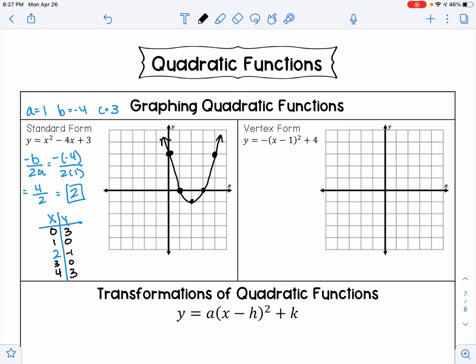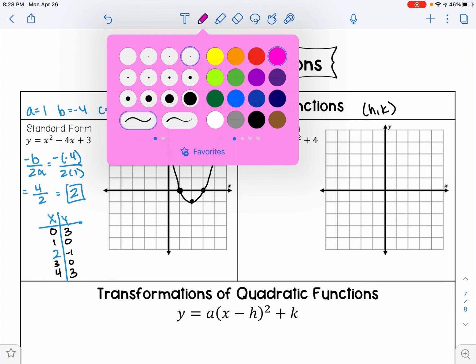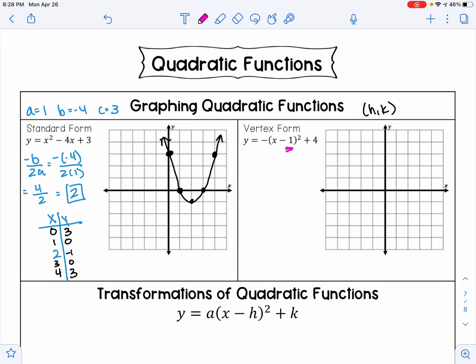This second equation is written in vertex form. And remember, vertex form gives you the vertex. Your vertex is always (h, k). You want to change the sign of h and keep the sign of k. So here I can see that my vertex is going to be the ordered pair (1, 4).